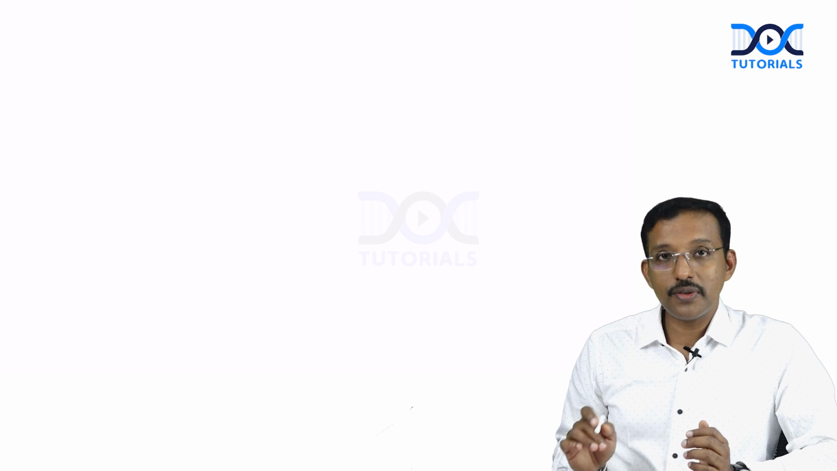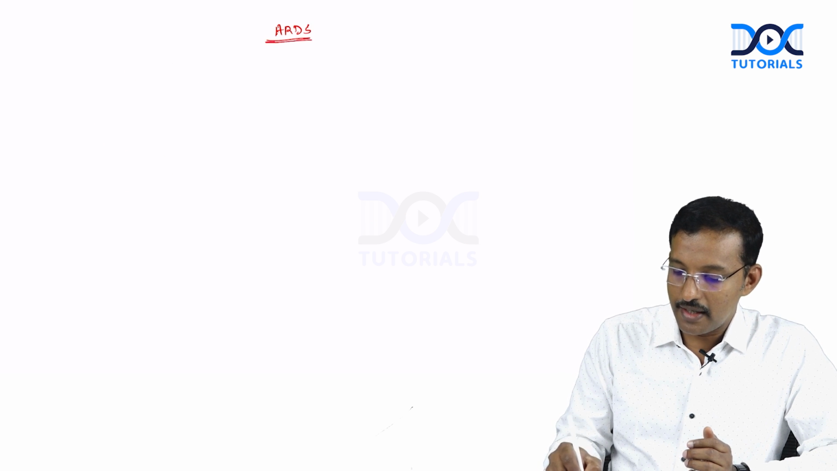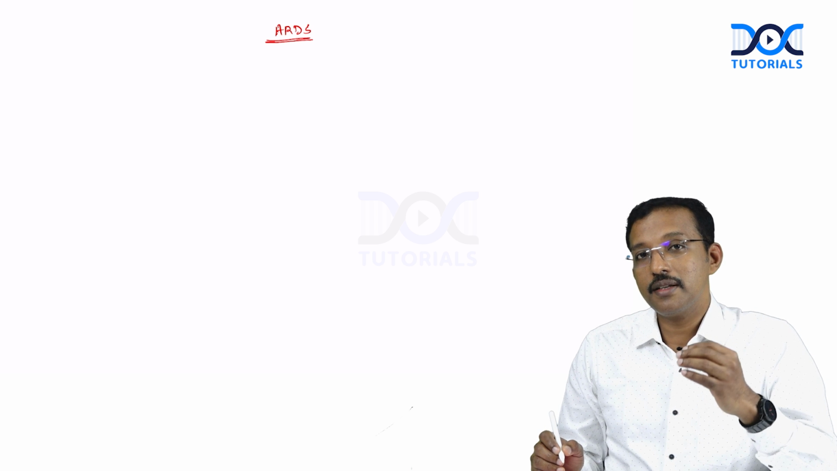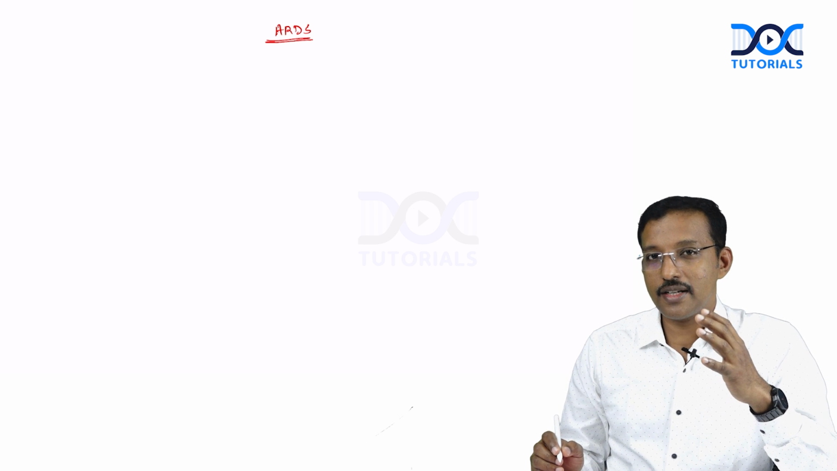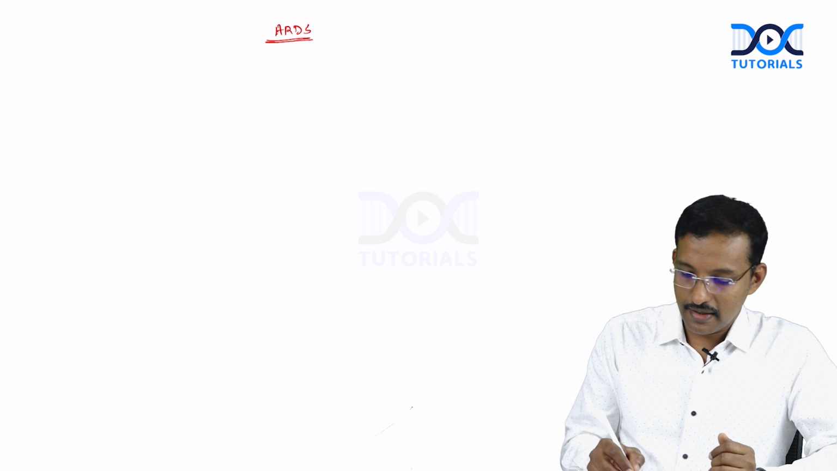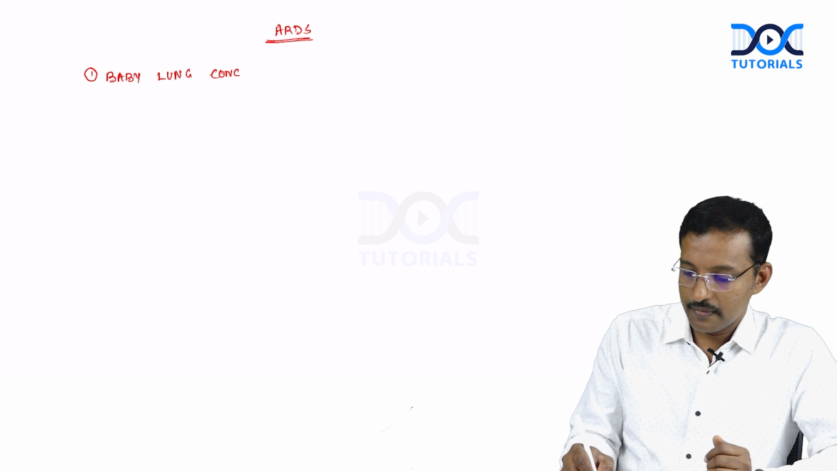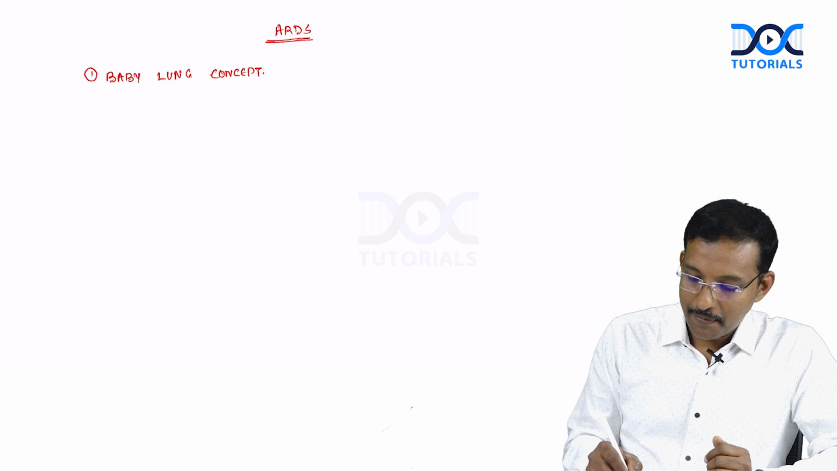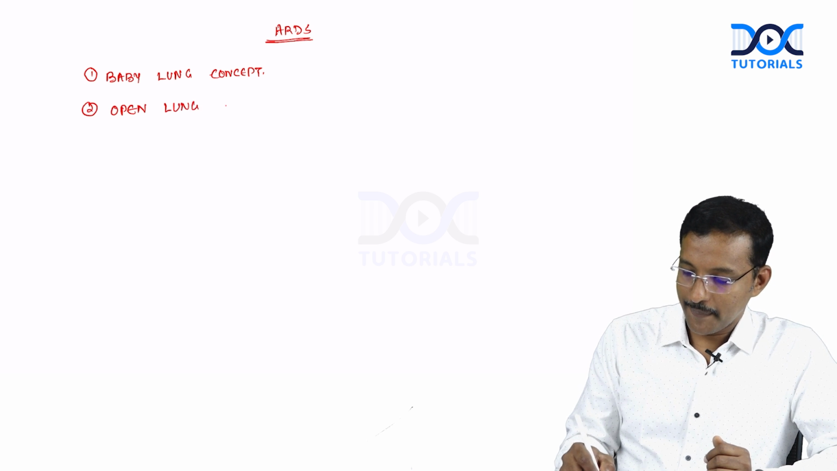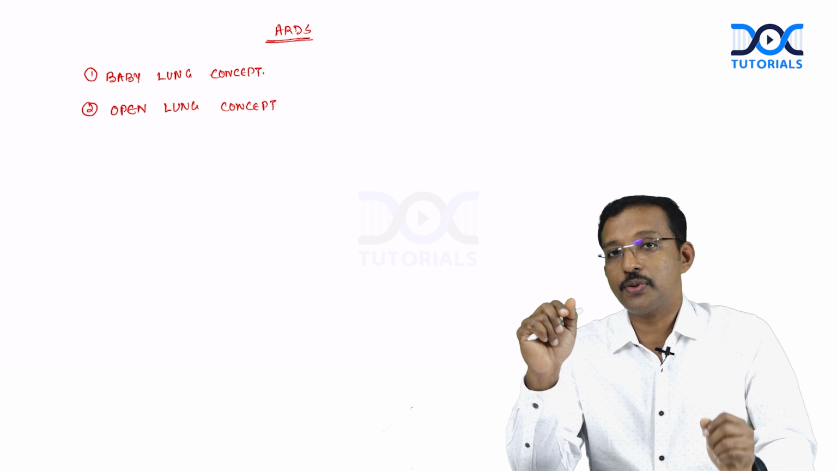Okay. Now you should think about how to ventilate an ARDS patient. What are the specialties? ARDS means the patient has got a lung which is gradually getting damaged. Here are 2 points which you should take into consideration. Number 1, the baby lung concept. And number 2, open lung concept. These are the 2 points which you should think about.